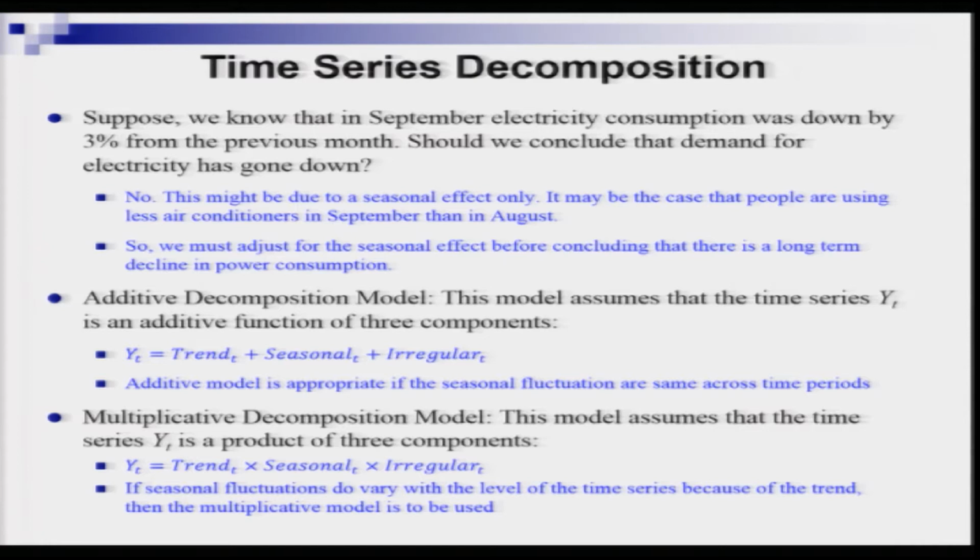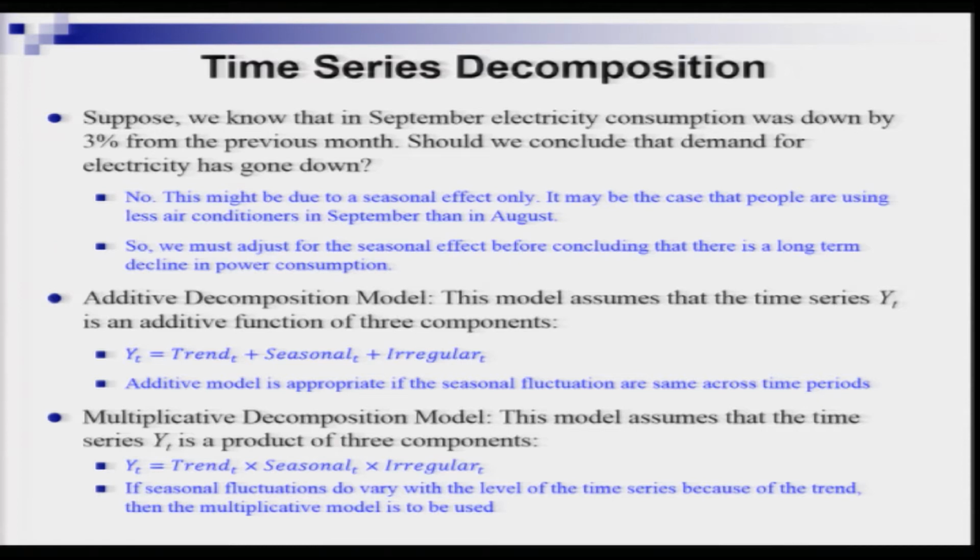So, let us now continue with that electricity consumption story from the last slide. Suppose we have some data that tells us that in September electricity consumption was down by 3% from the previous month. So, should we conclude that demand for electricity has gone down? Not really, because this might be due to a seasonal effect only. There may be a case that people are using less air conditioning in September than in July and August. That is what I was describing to you in that story last time.